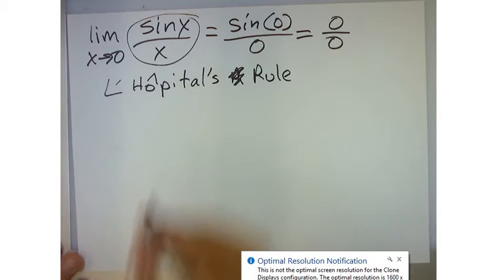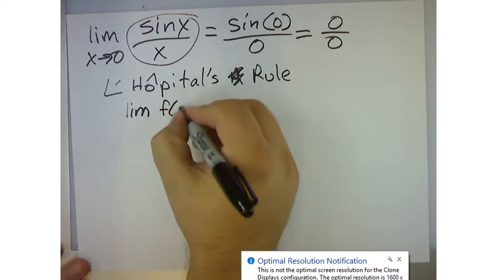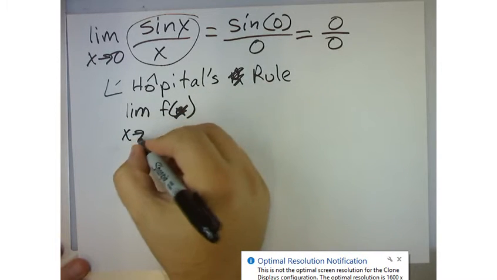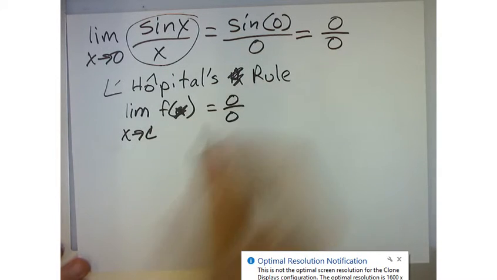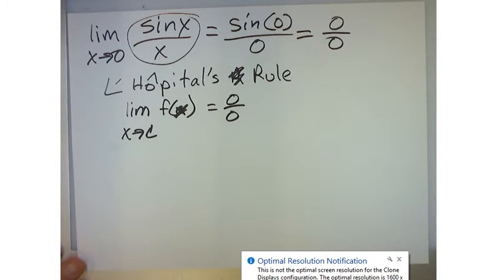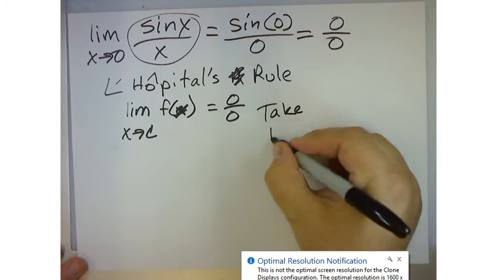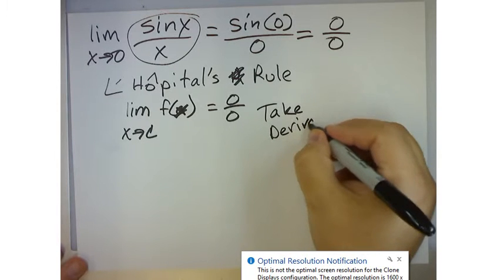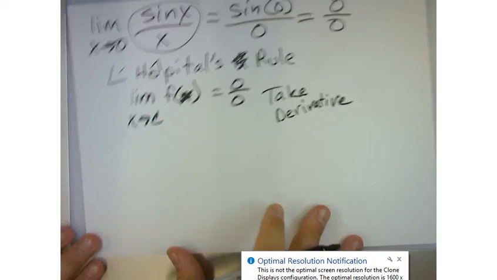But L'Hopital's rule is basically if I take the limit of a function, as x approaches some value c, and I get 0 over 0 as the answer, L'Hopital's rule is basically I can take the derivatives of the top and bottom. And we'll do a more formal explanation of all this later on down the road, but since you guys asked, I wanted you to know this.